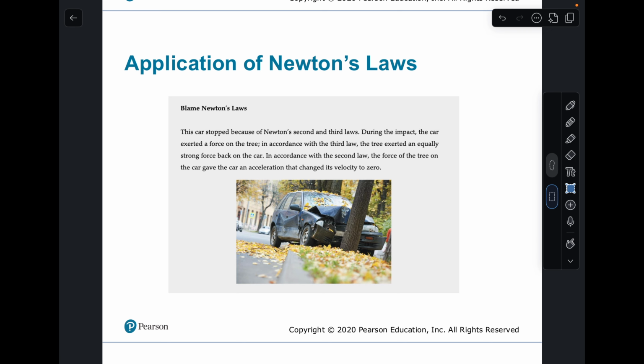When you think about it in terms of the second law, right, which is the sum of all forces adds up to the mass times the acceleration, the force of the tree on the car gave the car an acceleration, a negative one, that changed its velocity to 0.